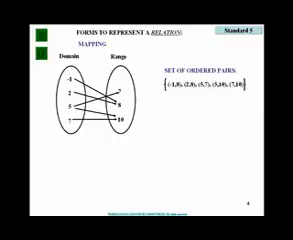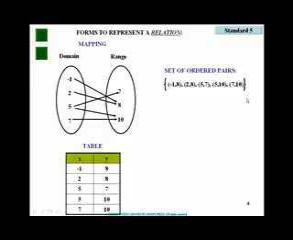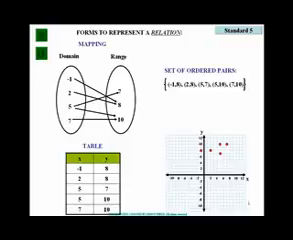We can take the same information, put it as ordered pairs. So the -1 mapped to 8 is -1, 8. 5 to 10 could be 5, 10, and so on. We can write it as a table of values. We can also graph these points on a Cartesian grid.